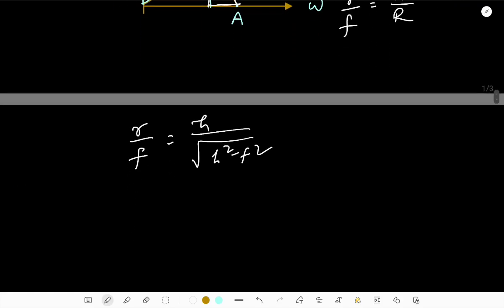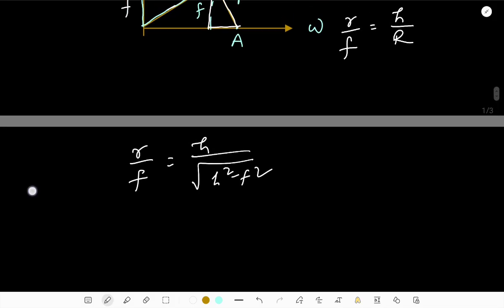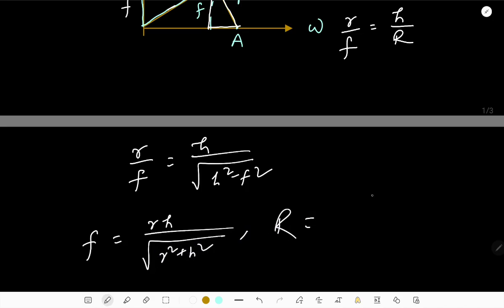You can find both values. You can find the value of F here, and after that you can find the value of capital R if you need to. We needed both F and R, so I can find the value of f, something like r in terms of r and h, because they are given in the problem. It is r h under the square root of r square plus h square, and capital R will be h square upon the square root of r square plus h square.